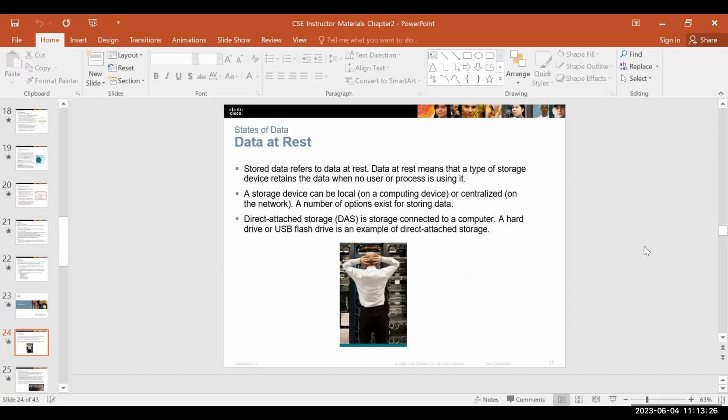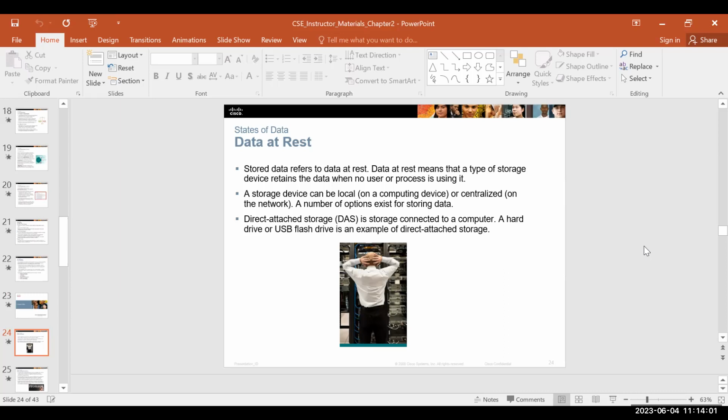So data at rest. Data at rest is actually stored data. Data that is stored in a storage is what we call data at rest. Data at rest means that a type of storage device retains the data when no user or process is using it. When no process or user is using that particular data, and it is stored on a storage, then we can say the data is at rest.